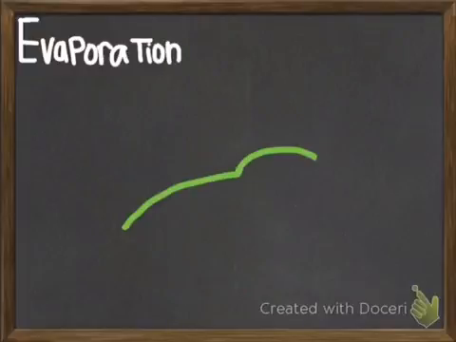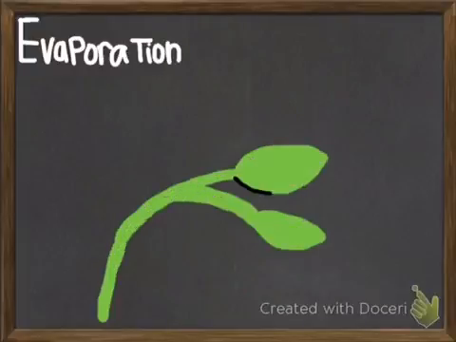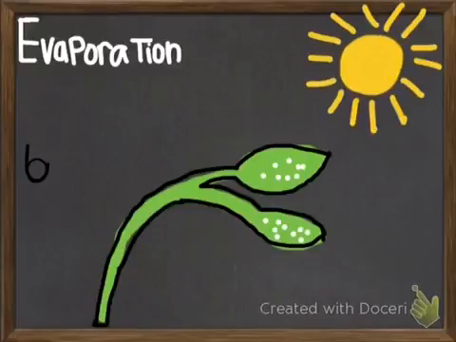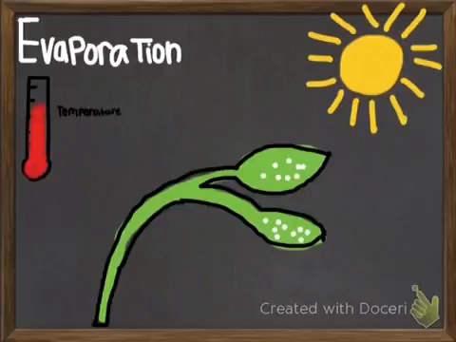Another way water can turn to a gas is through evaporation. An example of that would be water droplets on leaves. The sun increases the temperature of the water droplets and brings them up as a water vapor.